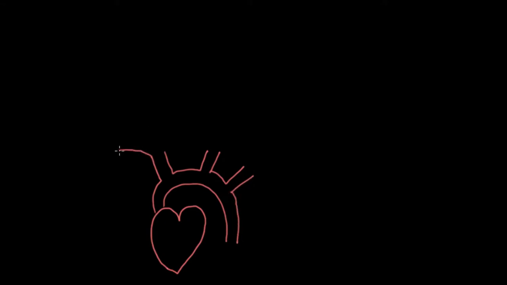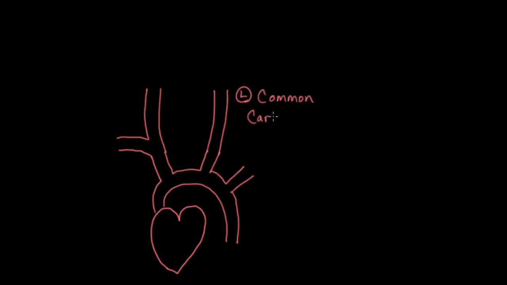And then this first one, it branches off again. So it's going to have a little branch there, something like this, and then it's going to go up. And this second one is going to go up as well. And I'm going to focus on these two that are going up. The first one I'm labeling here is the left common carotid artery. Remember, these are all arteries because they're going away from the heart, right? So we know that these are arteries. And this one over here is the right common carotid artery.